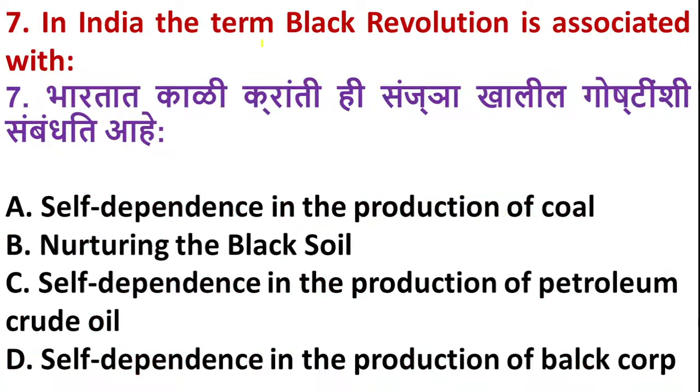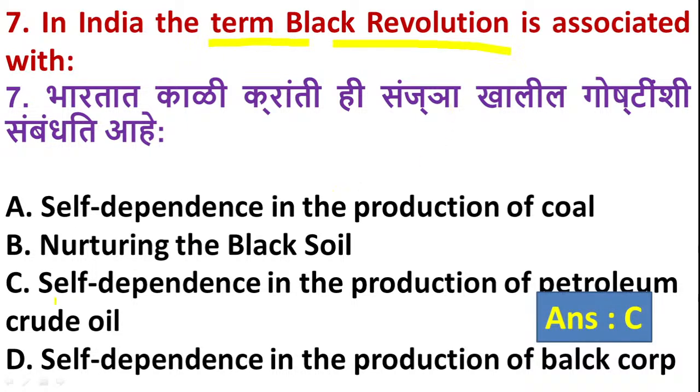Question number 7. In India, the term Black Revolution is associated with option A, self-dependence in the production of coal, option B, nurturing the black soil, option C, self-dependence in the production of petroleum crude oil, option D, self-dependence in the production of black crop. Yes, what do we mean by Black Revolution? The correct answer is option C. Black Revolution is related to self-dependence in the production of petroleum crude oil. Option C is the right answer.